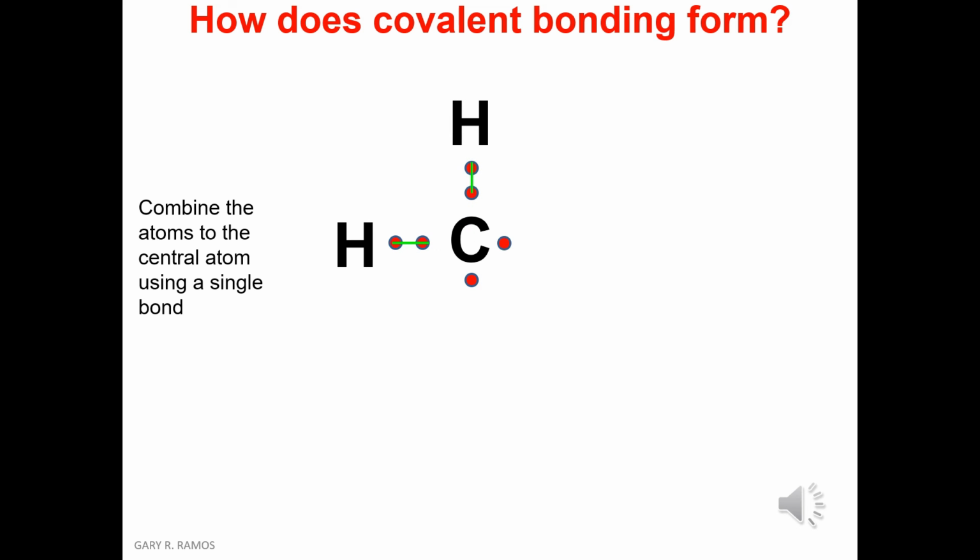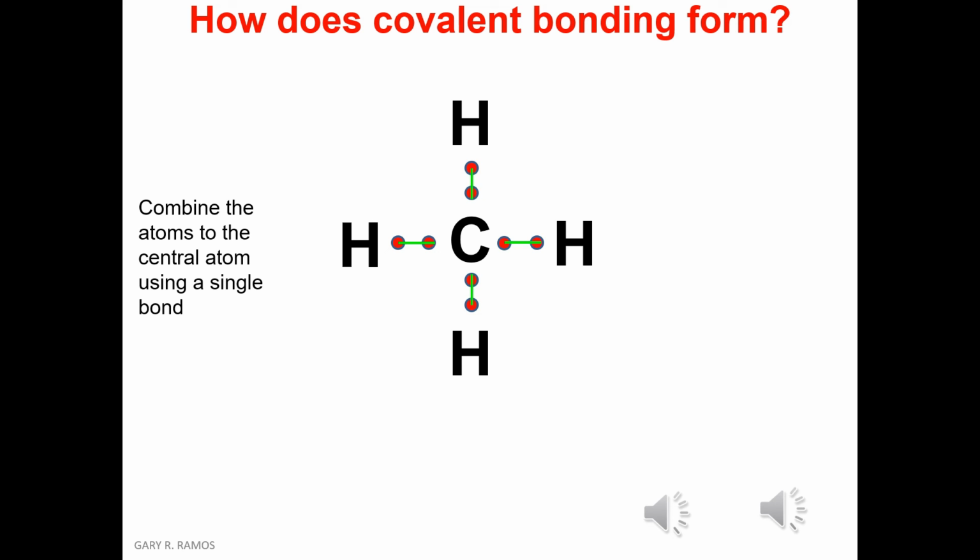The second hydrogen atom will share its valence electron to carbon, making the total number of valence electrons of carbon 6. The third hydrogen atom will share its valence electron, making the total number of valence electrons of carbon 7. Finally, the fourth hydrogen atom will share its valence electron to carbon, making the total number of valence electrons of carbon 8, and that would be stable.